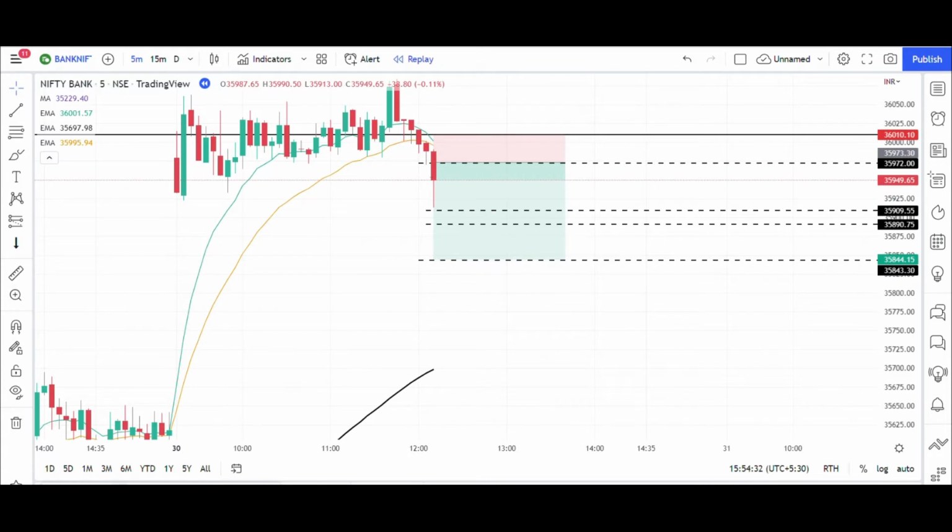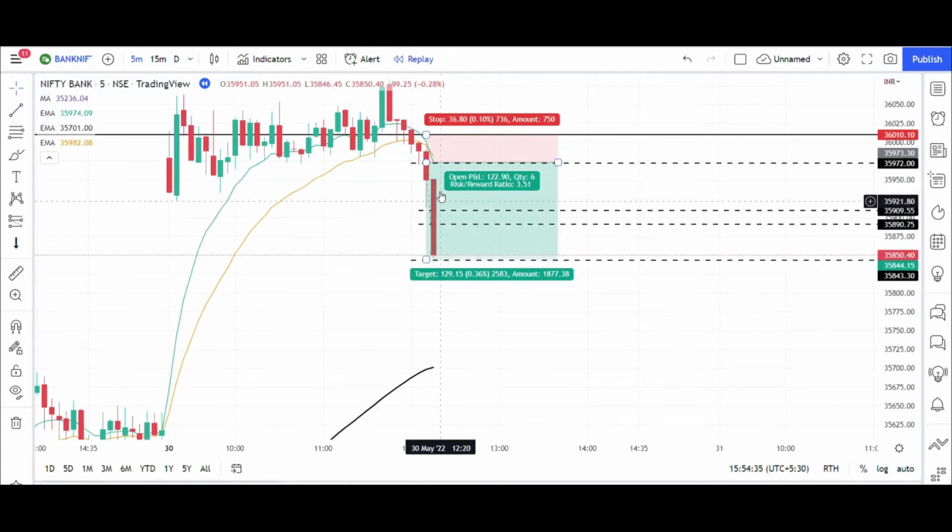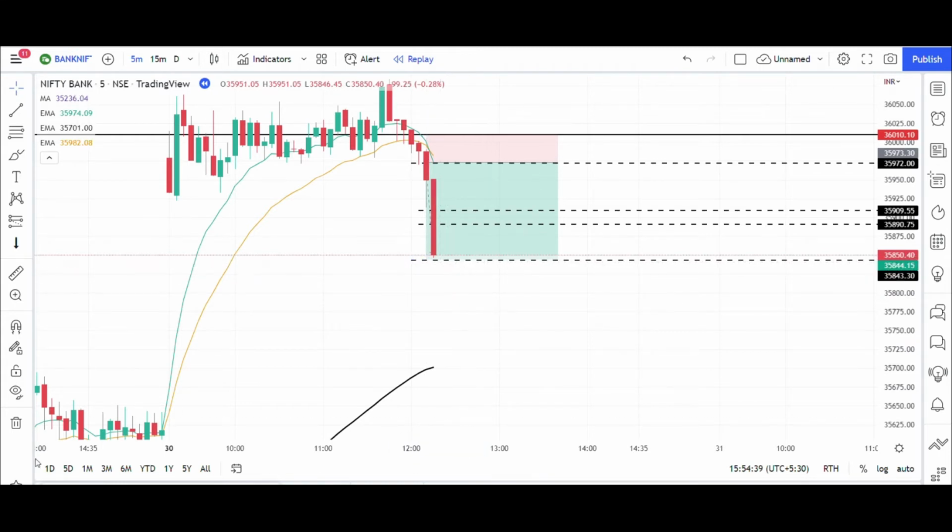Let's see what happened with the next candle. Look, as I said, the selling is always fast and furious. So here we will book most of the profit. And let's say you are trading with one lot, better exit one lot. Don't need to chase more.